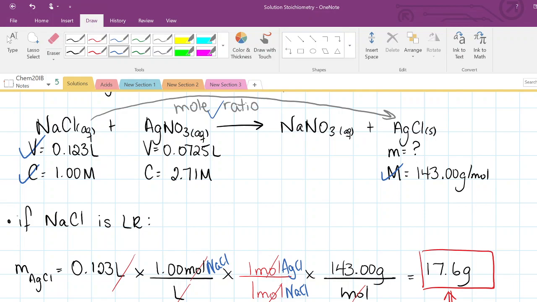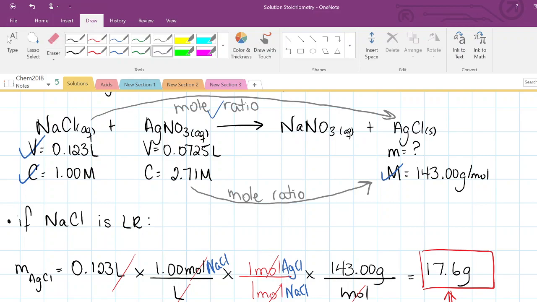Like I said, it's not the most eloquent working through of this type of problem, but it's quick, it's dirty, it gets you to the answer, and that's really what you need in the end. So I'm going to make my second assumption here. What if AgNO3 is limiting?